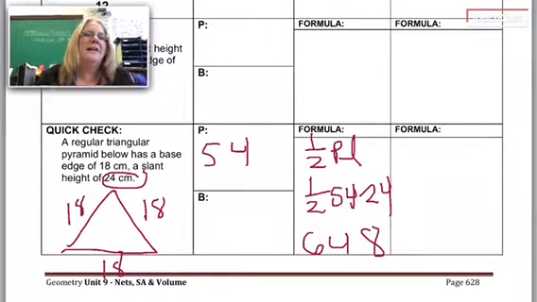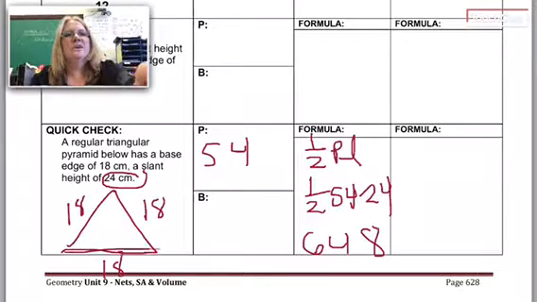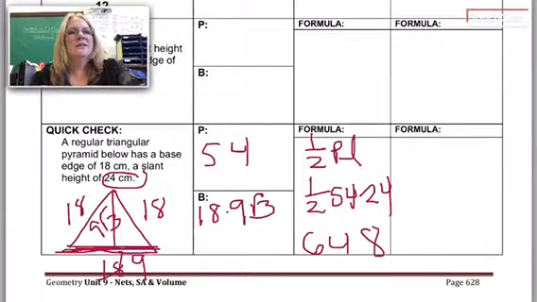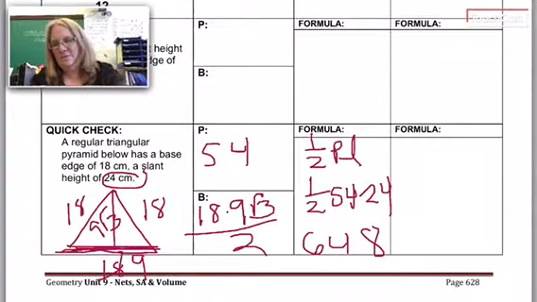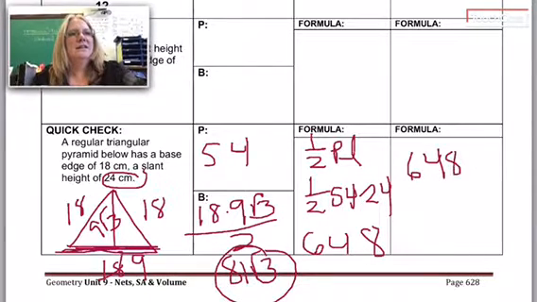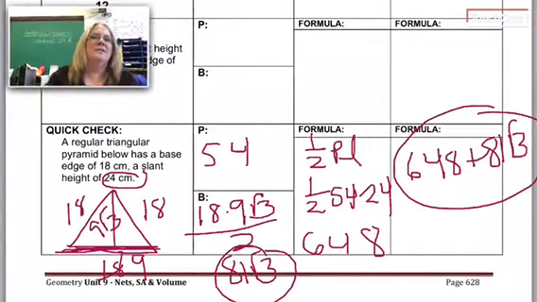So to that, we're going to add the area of the base, and the base of this triangle is 18, and if we draw our height, it's going to cut that in two, and this is going to be 9 times the square root of 3. So the area of the triangle is 18 times 9 square root of 3 divided by 2. So it's 81 times the square root of 3. And so this is simply 648 plus 81 times the square root of 3. And that's your final answer.